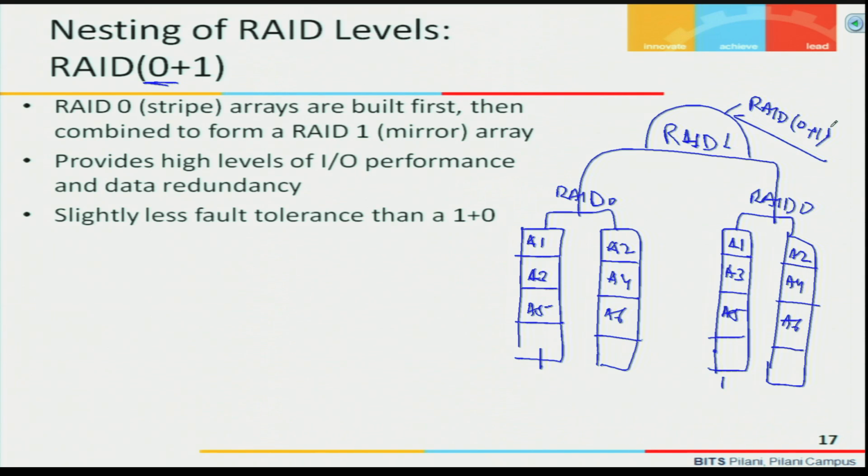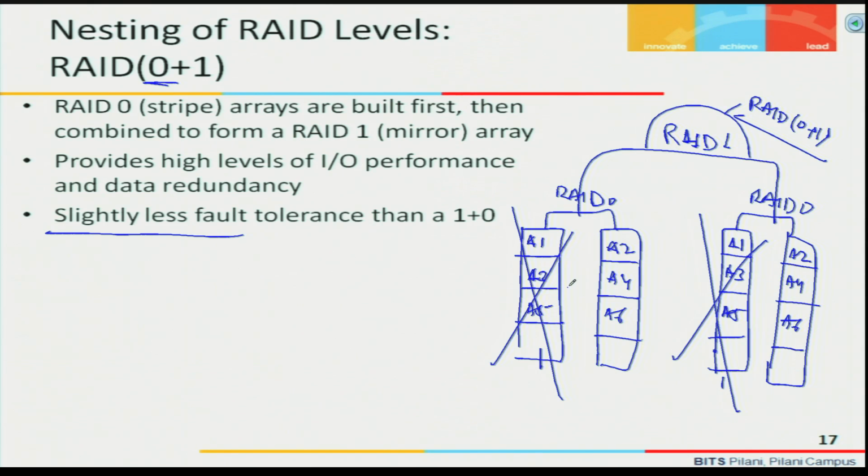So, how is it different from RAID 1 plus 0? What is the difference in terms of fault tolerance? Here it has slightly less fault tolerance than RAID 1 plus 0. Why? Can it tolerate 2 disk failure at a time? It can tolerate 2 disk failure, but let us say this is 1 disk fail and this is another disk fail. In this case, we lose the data.